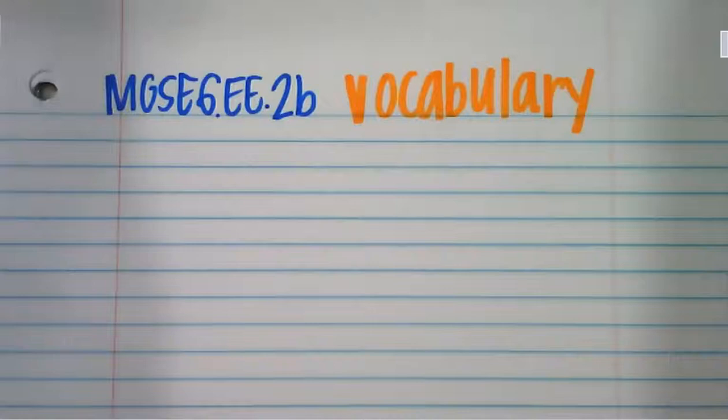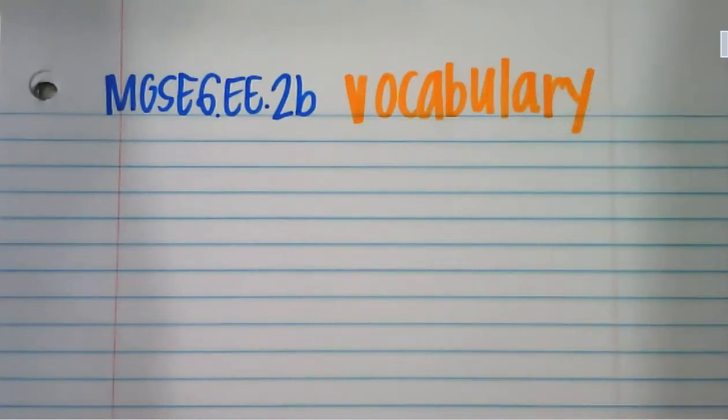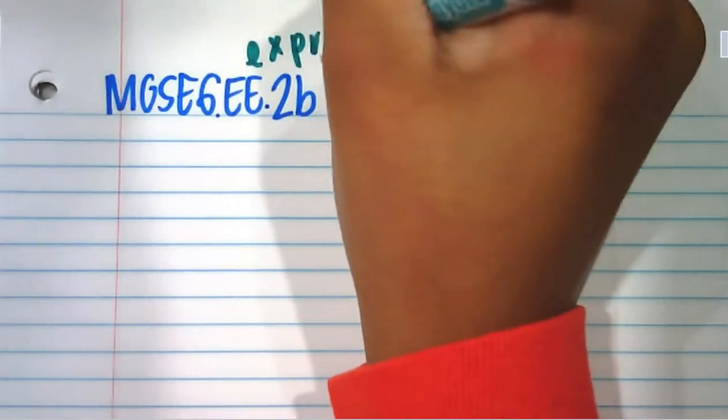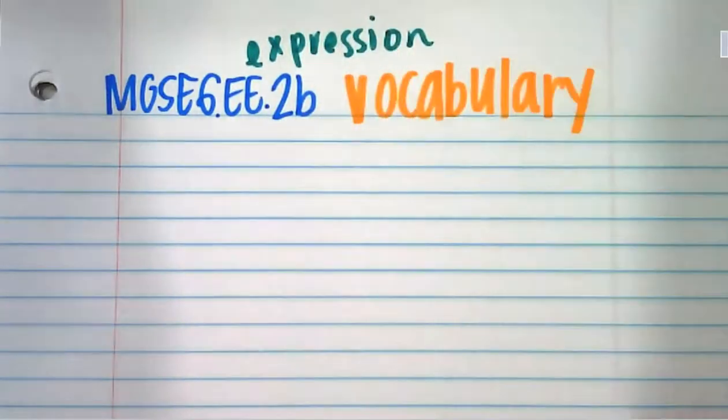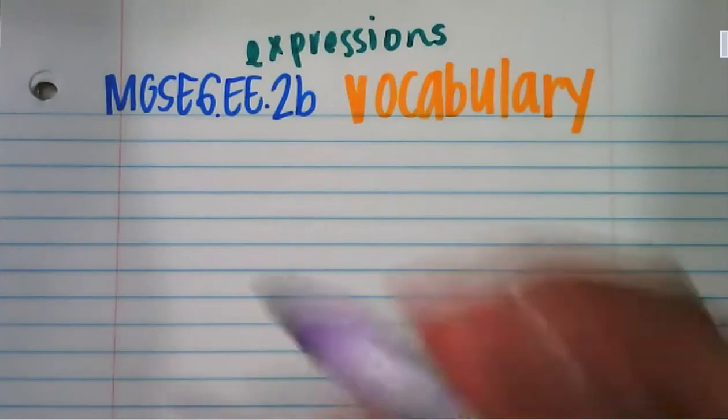All right, this is a continuation of our notes, so make sure you have your paper and your pencil, and we are going to be focusing on vocabulary. This is our expressions unit, just a continuation of expressions. There are some parts of expressions that we need to understand and we need to know. So let's take a look at an expression example.